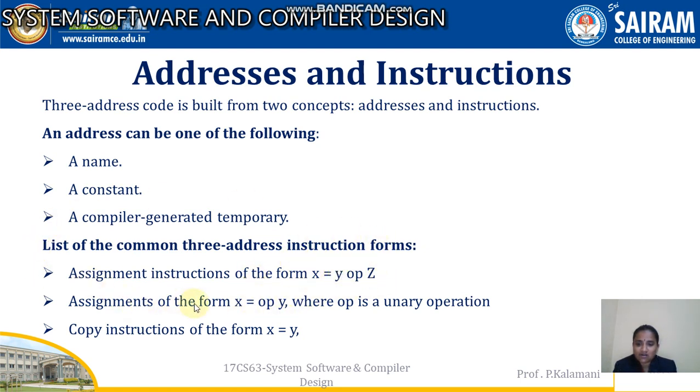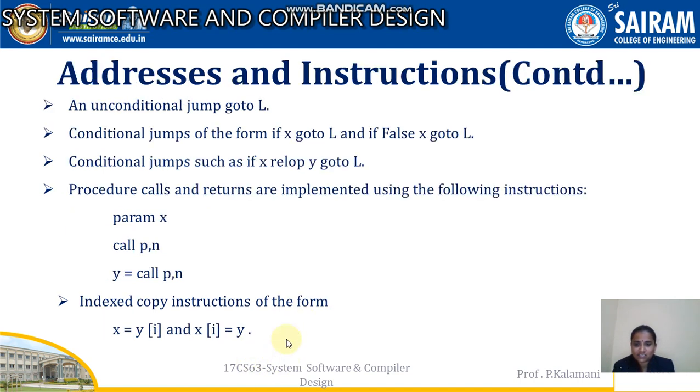Next, assignments of the form x is equal to op y. That means we can give x is equal to minus y. That is a unary operation. This operator represents a unary operation, not binary, because on the right hand side we have only one operand. Then the copy instruction of the form x is equal to y. Like that we have different 3 address instructions. Then an unconditional jump, where we give go to L.